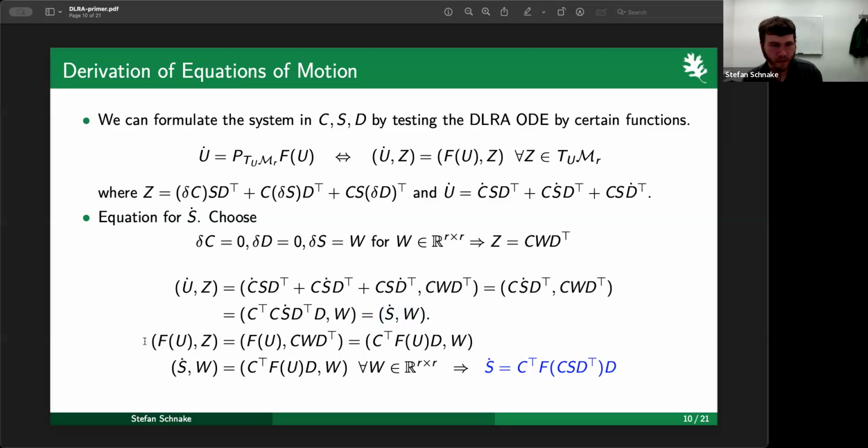With the right-hand side, F of U inner product with Z, I can move the C and the D over. And now, thanks to the equality right here, these are equal for any generic W, so therefore they're equal as R by R matrices. Because note the S dot and this are both R by R matrices, so since they're equal for every W, they have to be equal. And here I substituted U equals CSD just to show that this is now a closed equation in C, S, and D.